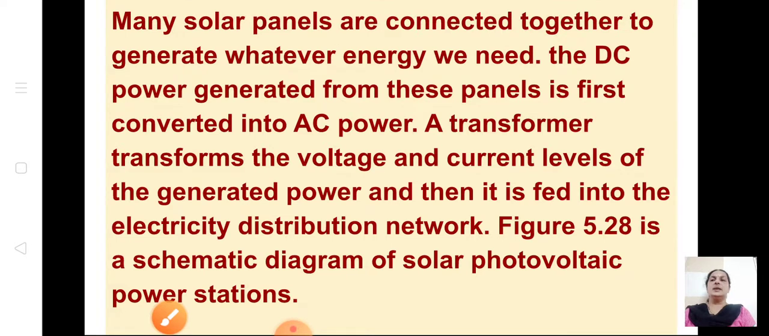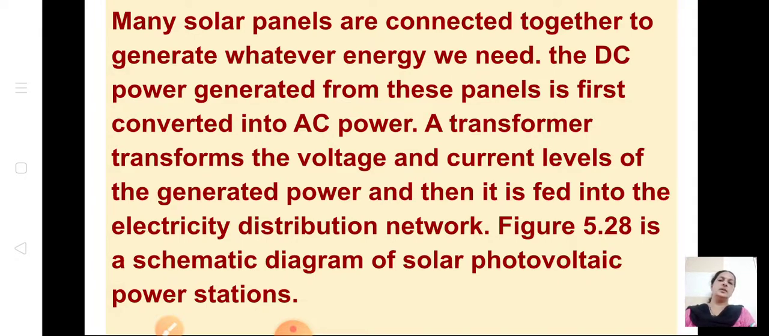Many solar panels are connected together to generate whatever energy we need. I told you, like this, many solar panels are connected to get the energy we require. The DC power generated from these panels is first converted into AC. A transformer transforms the voltage and current levels of the generated power, and then it is fed into the electricity distribution network. You can see here how it is connected.